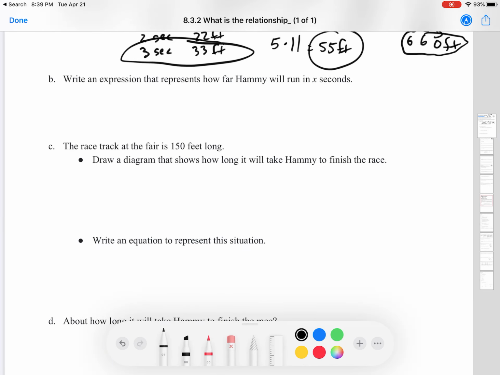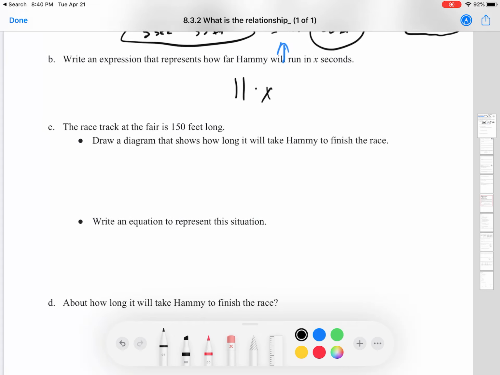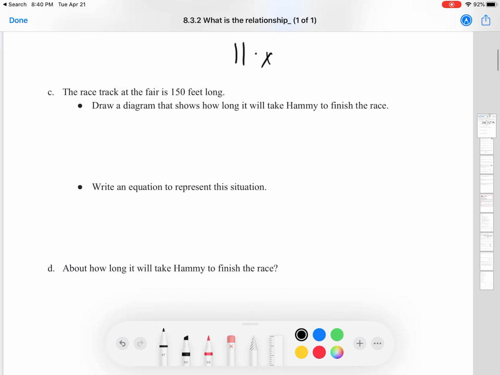All right. Write an expression that represents how far Hammy will run in X seconds. So we kind of did that already, right here. So let's just put that down here. It's our seconds times our rate, or in this case we'll just say an expression is our 11 times our X represented time. Okay, oops, that's supposed to be in X seconds. Sorry about that. There we go.